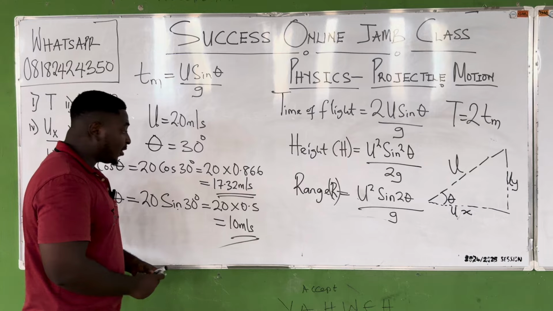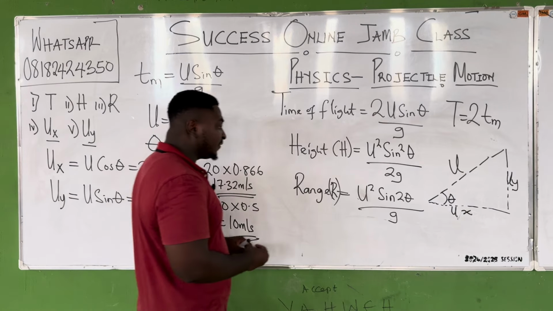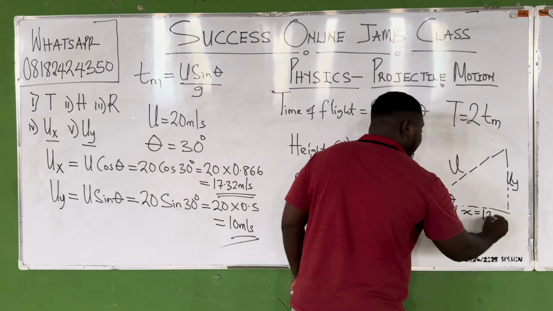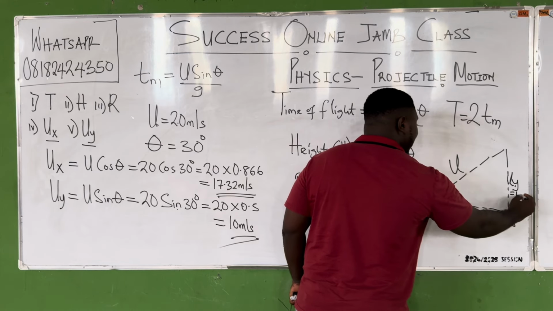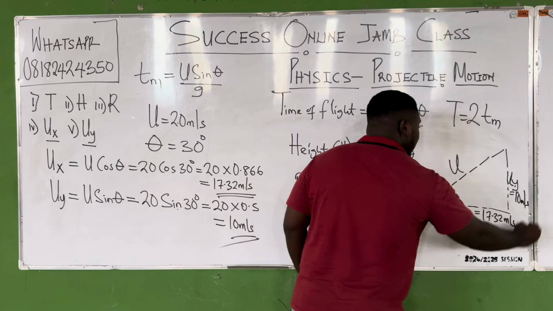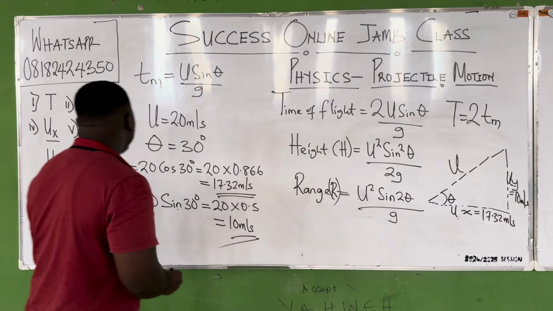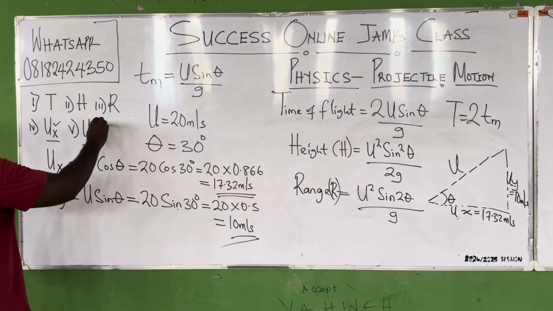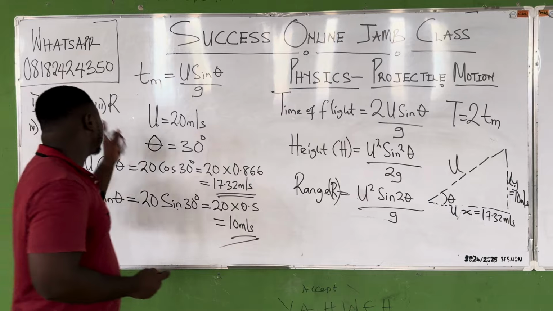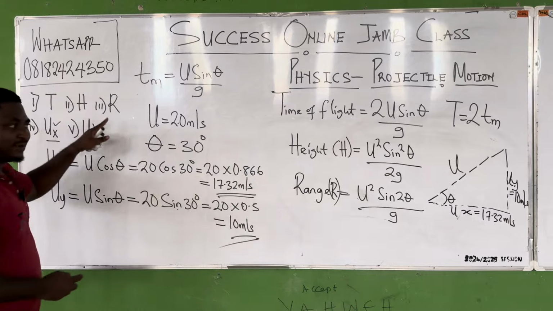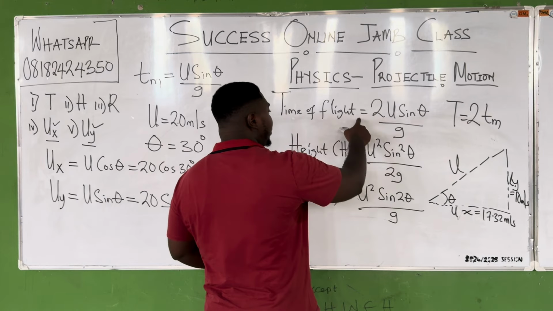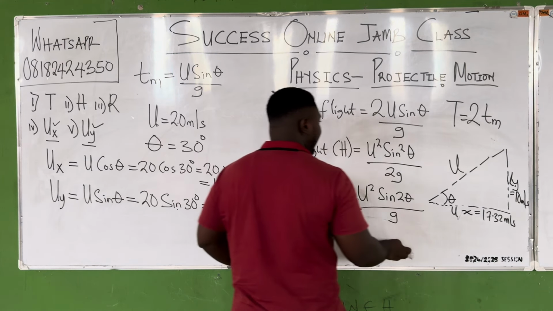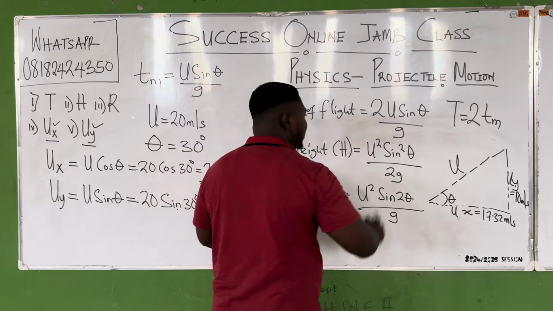So, therefore, class, our horizontal component of the velocity Ux is 17.32 meters per second, and our vertical component Uy is 10 meters per second. So we have solved the last two questions they asked us to find. Let us now go and get the time of flight, the maximum height, and the range. Thank God we already have the formulas here, so we'll just solve them here. Now, please, if you notice, they didn't give us g, and in the formula we need g.